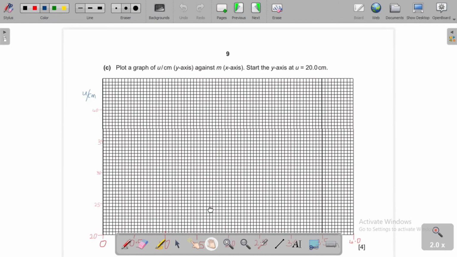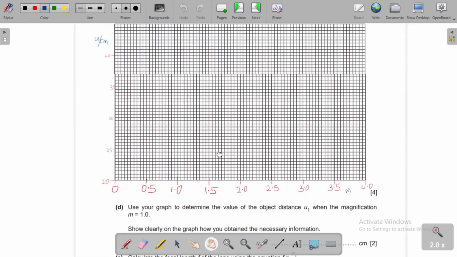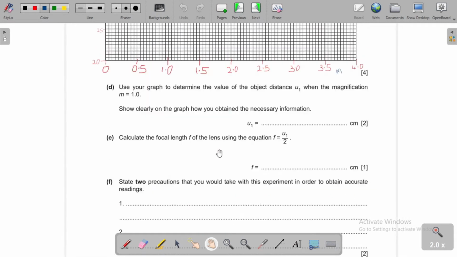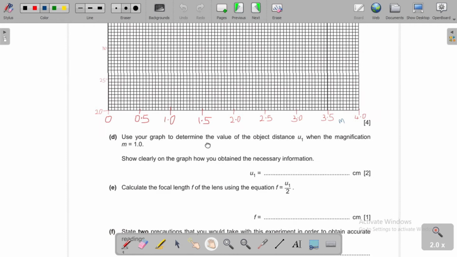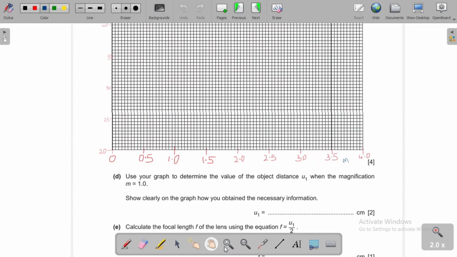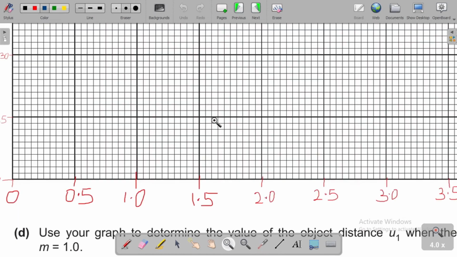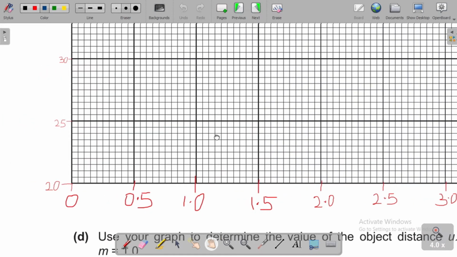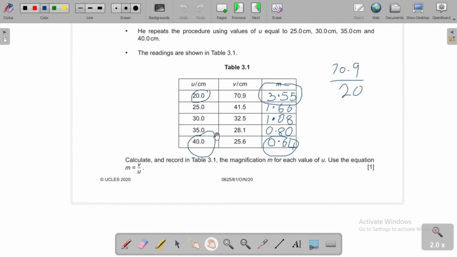Now let's see. Plot a graph. We've just chosen the scale, we've not plotted the graph. So let's see how to plot the graph. How do we plot the graph? I'm still going to make it bigger. We are going to use our values to plot the graph. So let's go and check our values.